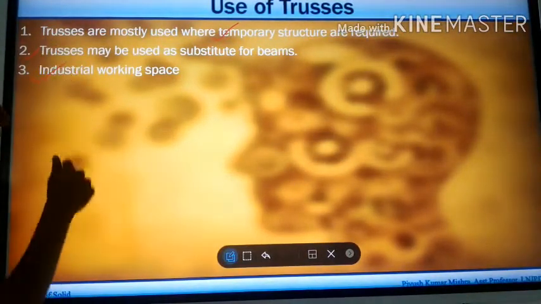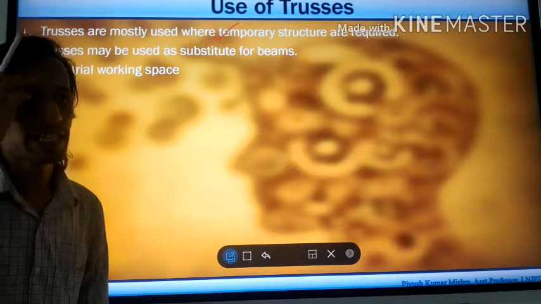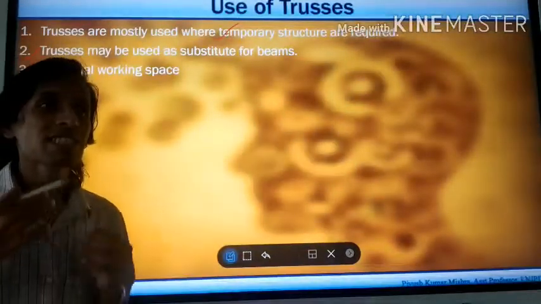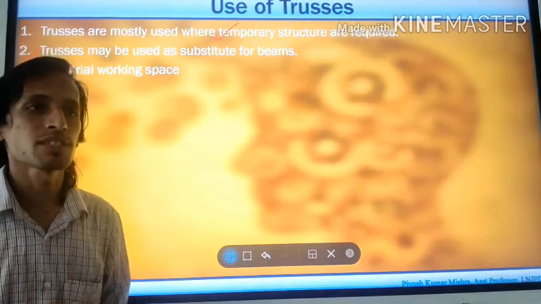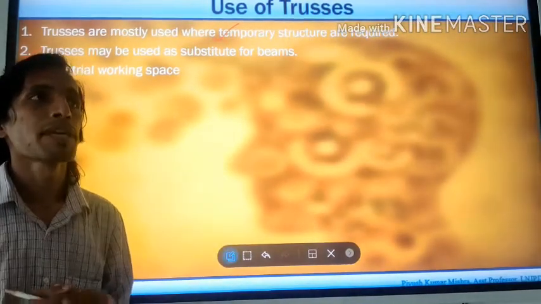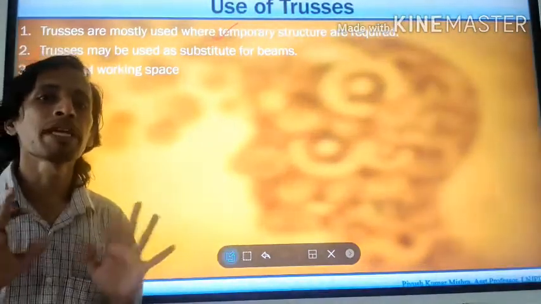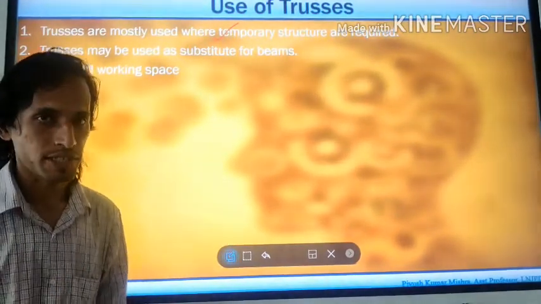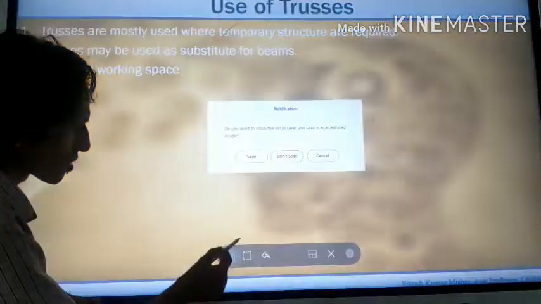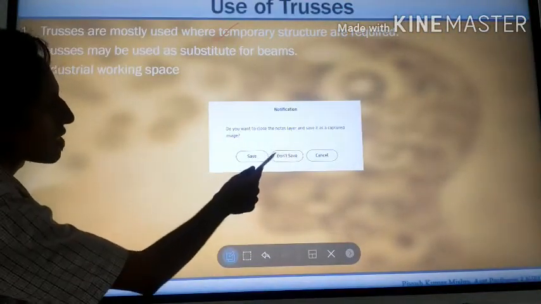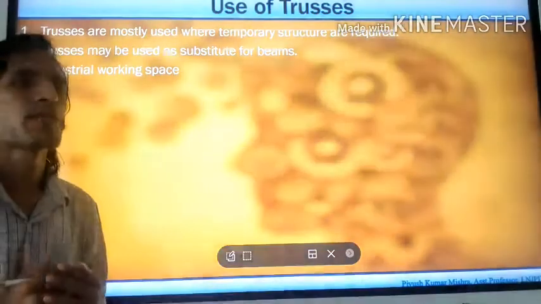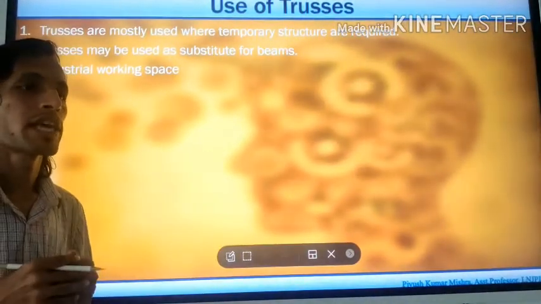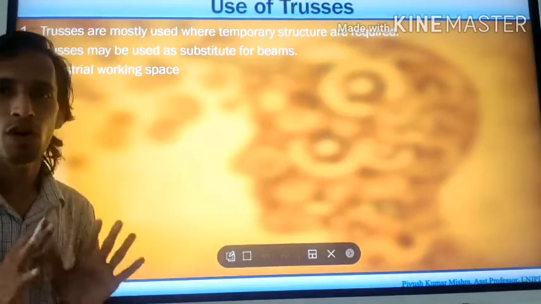Another thing that I have listed here is trusses can be used as a substitute for beam. So when you don't want to make a permanent concrete beam, in those places also you can use trusses. Other than this, there can be many other places where trusses can be used. It just depends on where you require them or not.